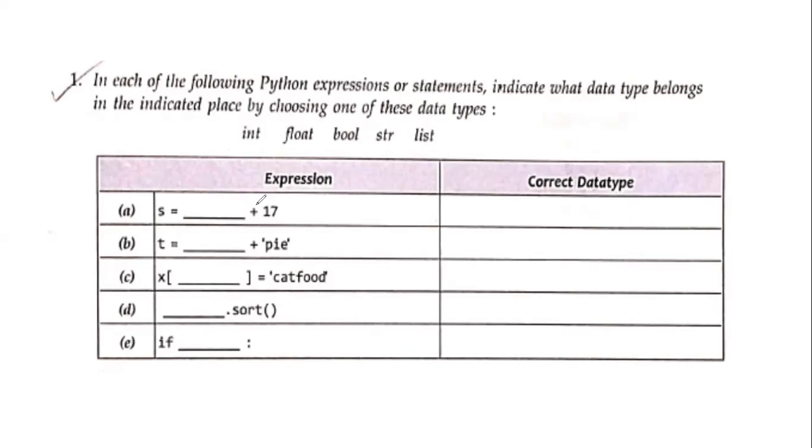So s equals dash plus 17. What should come over here? What options can we put? We can put an integer, and we can also put a string. C equals dash plus pi. So again, we can put an integer or a string.